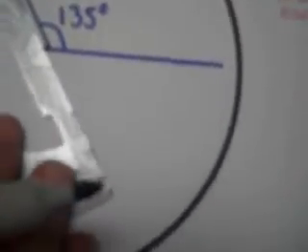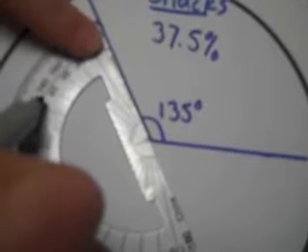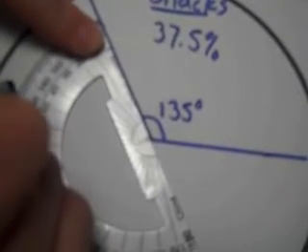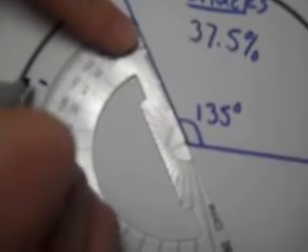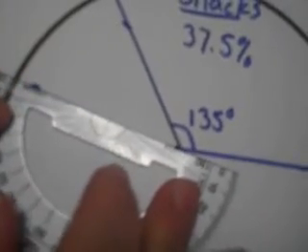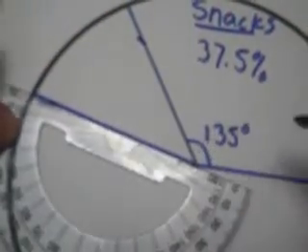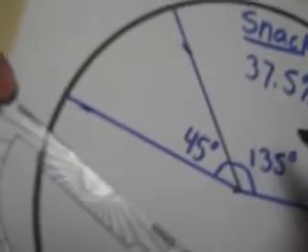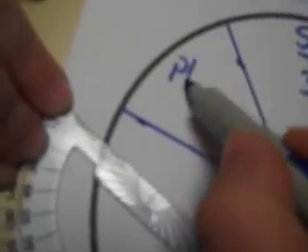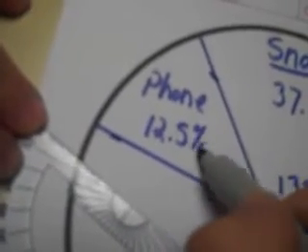Next, we line up the protractor with the second side of the angle. We locate 0 on the protractor and 45 inside of the numbers. Place a tick mark at 45 degrees. Remove the protractor and connect the center point to that tick mark and label that 45 degrees, and that's phone, and we know that's 12.5%.